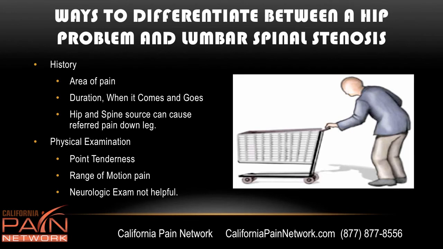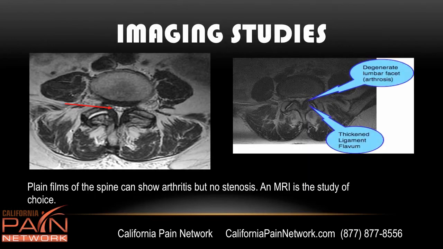Well, some of that can come from the history. If a person says they have pain right over their hip joint, it may be indicative. Duration, when does it come, when does it go? Both of these can cause referred pain down the legs. That's not always a differentiating factor. Physical exam: if they have point tenderness right over the hip, that's often indicative of arthritis. Range of motion pain: if you do a range of motion of the hip and that is really painful, that's more indicative of arthritis pain. Neurologic exam doesn't really help.